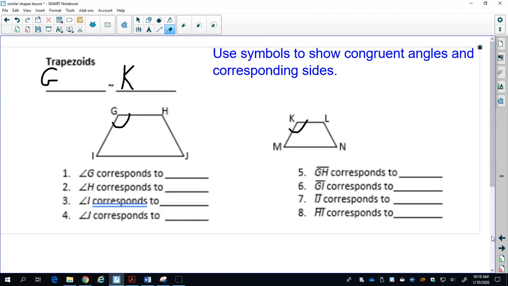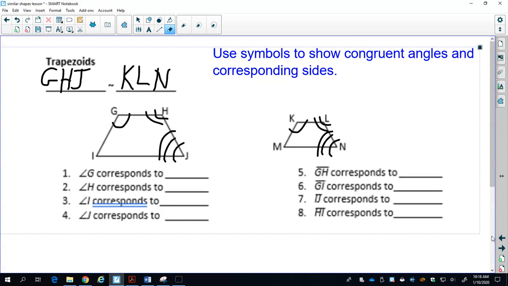All right, and then I'm going to go with H. H corresponds to what? L. So H goes with L. And then J goes with N. J goes with N. And if you wrote the letters in a different order, that's okay. They just need to line up accordingly with the congruent angles on the other one.